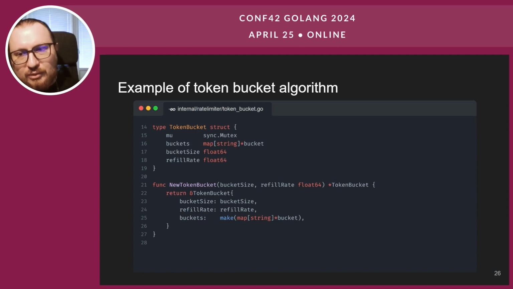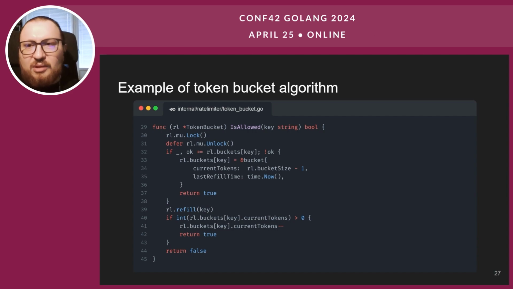Then I define the new token bucket function that just creates a new rate limiter with specified bucket size, refill rate, and empty buckets map. This rate limiter has one method that's called isAllowed. This method checks if a request with the specified key is allowed. If there is no bucket with a given key, it creates a new bucket for the key and allows the request. If the key exists, it refills the bucket.